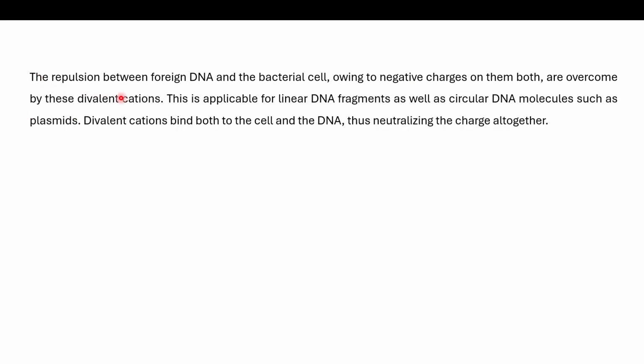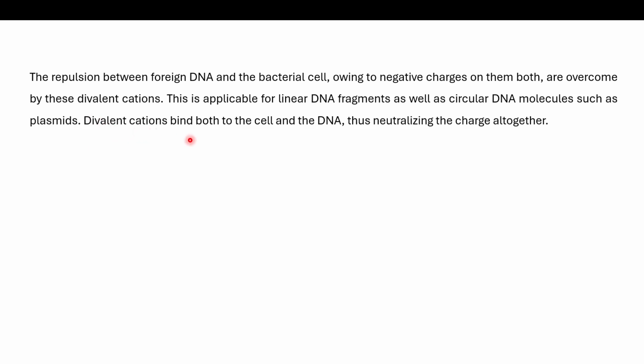Now, the repulsion between foreign DNA and the bacterial cell is predominantly due to the negative charges on them both. And how is this overcome? By using divalent cations. This is applicable for linear DNA fragments as well as circular DNA molecules like plasmids that we looked at earlier. We looked at plasmid extraction as well, and the different types of plasmids that can be seen on an agarose gel.